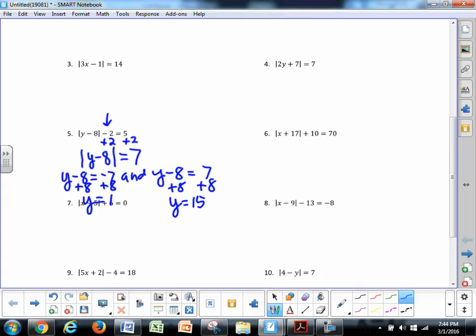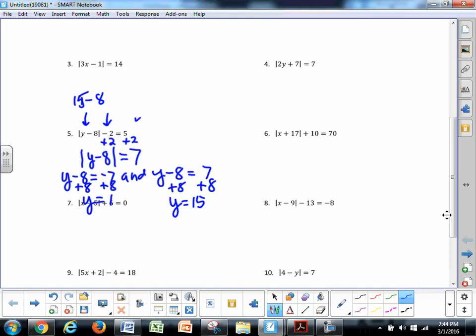Now you should go ahead and check those answers. If we do 1 in here for y, we do 1 minus 8, that's negative 7. We do the absolute value of that, that's 7. Minus 2 equals 5. And the other solution, 15. Put 15 in here. Subtract 8, that's positive 7. The absolute value of that is 7 minus 2 also equals 5.